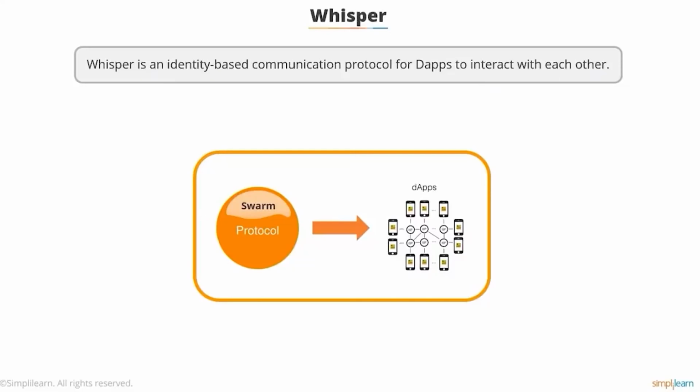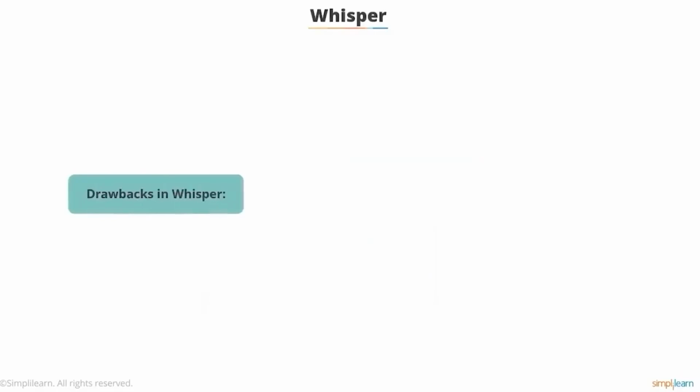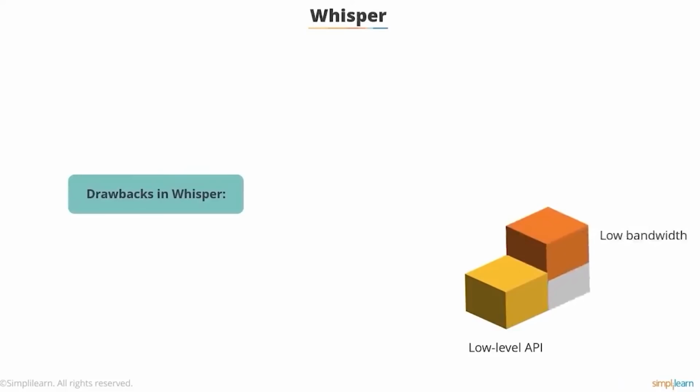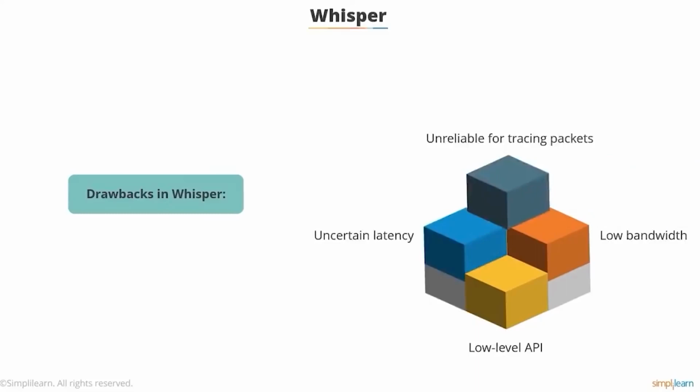Some of the drawbacks of Whisper are as follows. First, it has a low-level API, which is only exposed to dApps and never to users. Second, it has low bandwidth and is not designed for large data transfers. Third, it has uncertain latency. And lastly, it has no reliable methods for tracing packets.